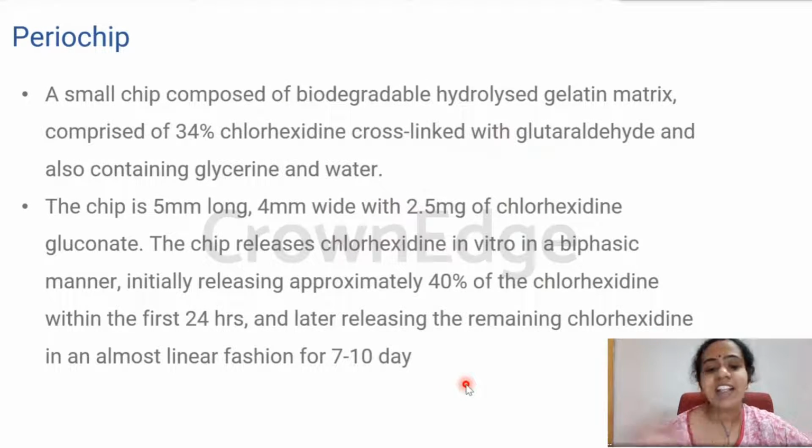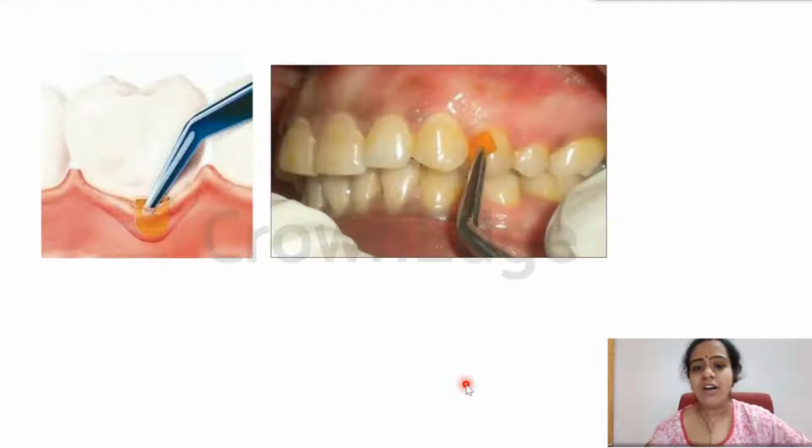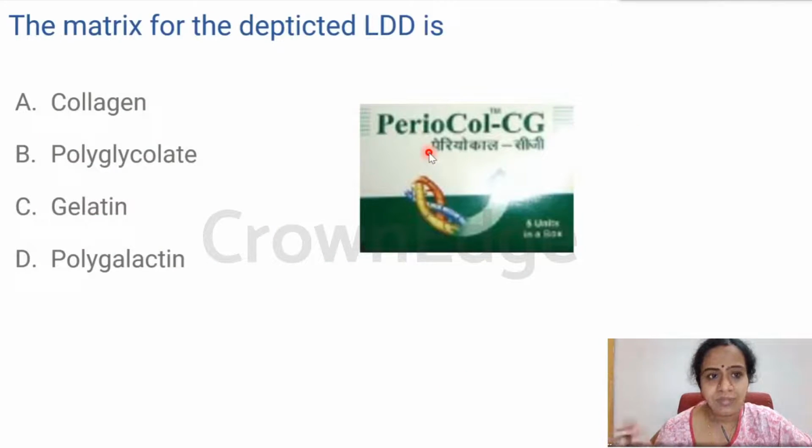Remember that. Everything else we already know about chlorhexidine and Periochip, including its shape, dimensions, concentration. The thing is, it has a release over 2 specific intervals. About 40% of the drug is released within the first 24 hours or the first day. The rest is released in a controlled manner over the next 1 week or 10 days. And this is how you place the chlorhexidine chip into your periodontal pocket. Moving on to the next question.